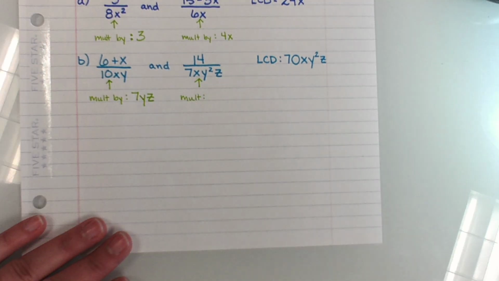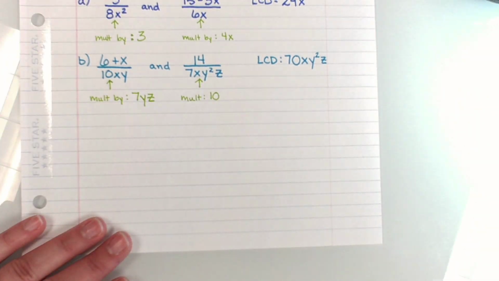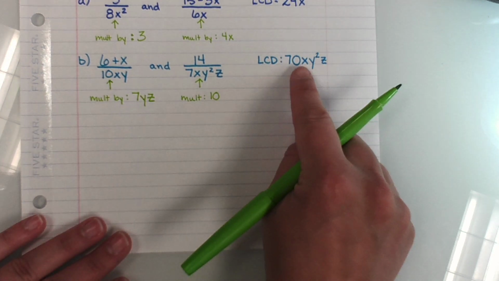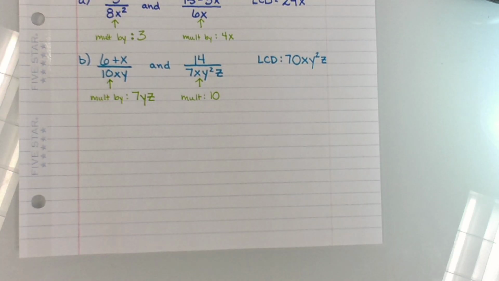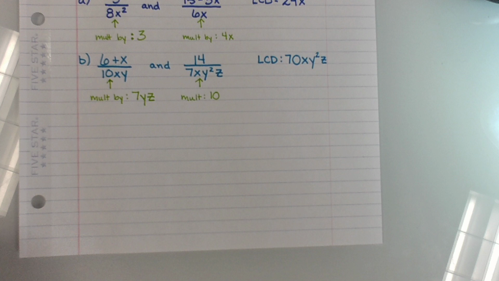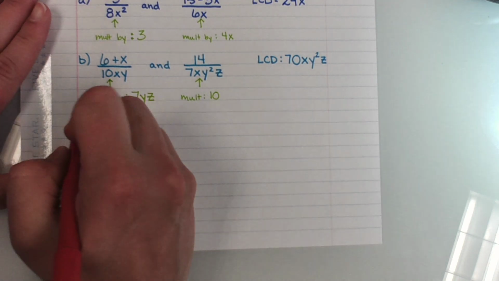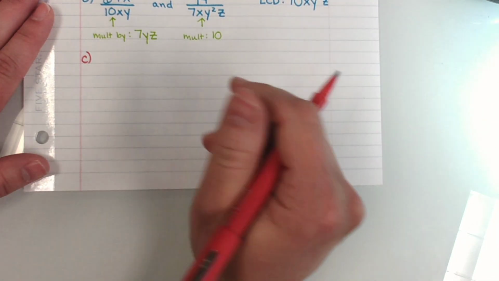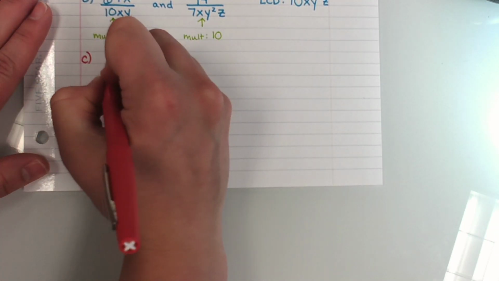What about that one? 10? No variables? No. It's already got the x. It's already got the y squared. It's already got the z. One more for you. And then we're going to move on to actually starting to add and subtract them.